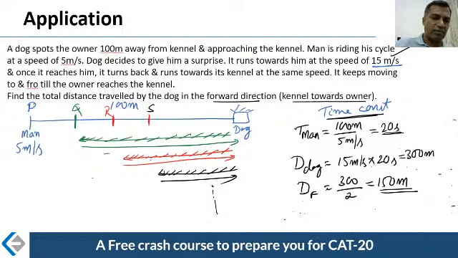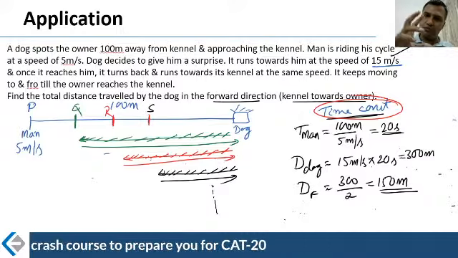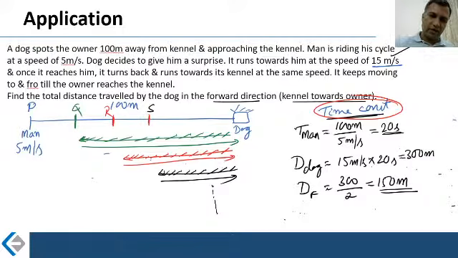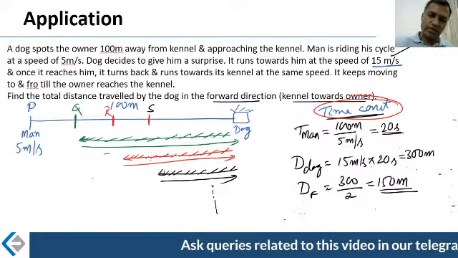Firstly, what was the concept behind this particular question? The first concept behind this question was that time is constant. Time for which the dog was active and the man was traveling was constant. That's the first point, and from there, everything evolves. What is the second point?